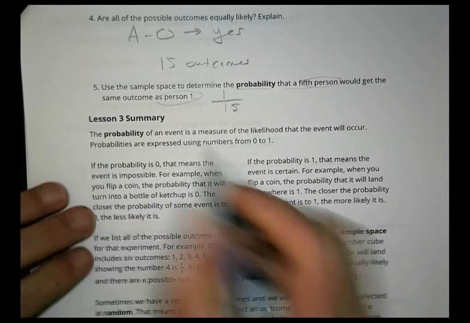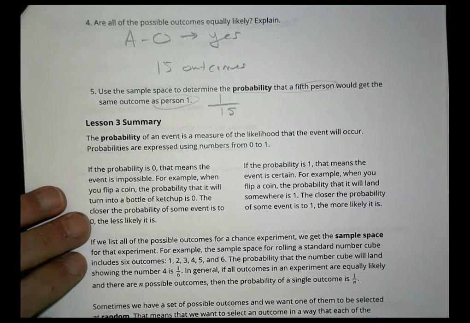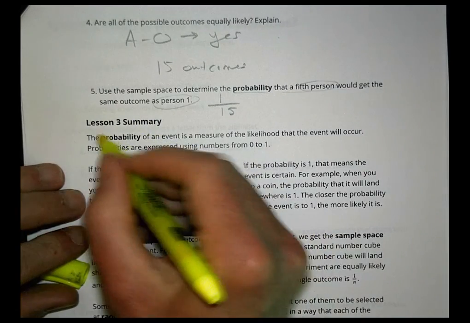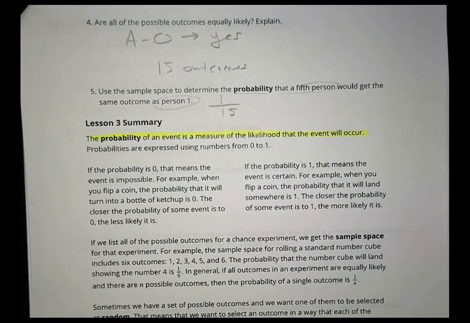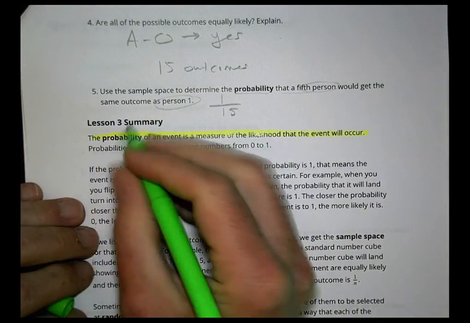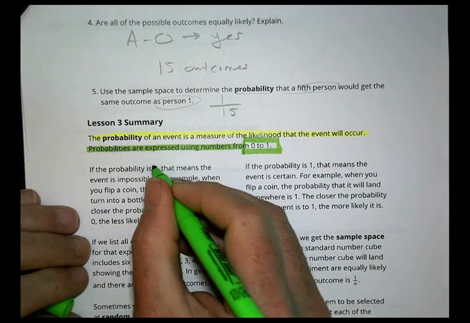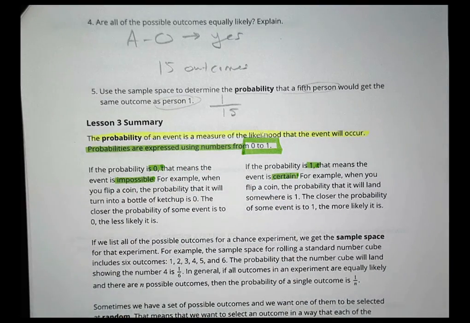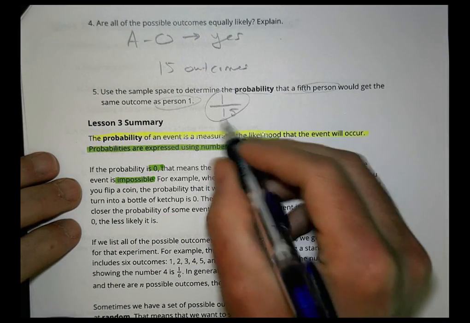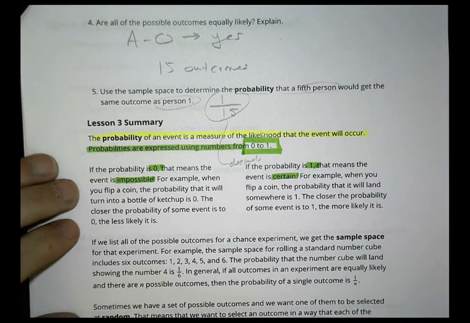So the probability of an event is a measure of the likelihood that the event will occur. Okay, and that's the key thing there. Now what's key to remember here is that probabilities are expressed using the numbers from 0 to 1. 0 means it's impossible, and 1 means it's certain. So that tells you when we're looking at probabilities, we're not talking about percentages, we're talking about fractions and decimals as how probabilities are going to be listed here.